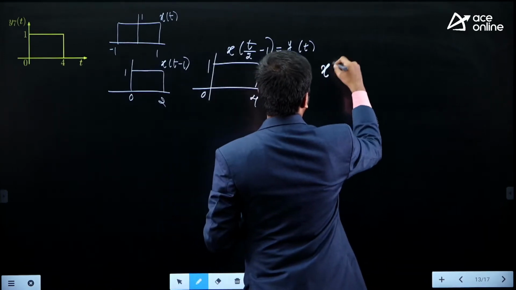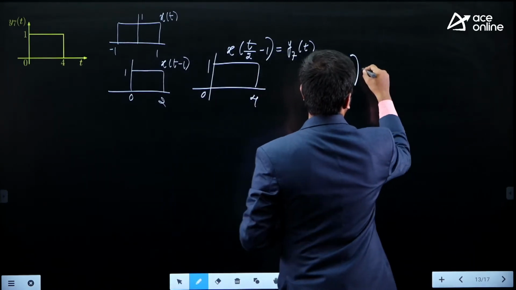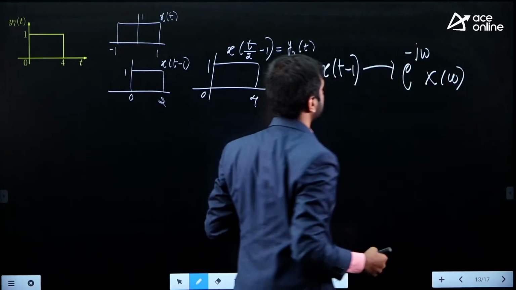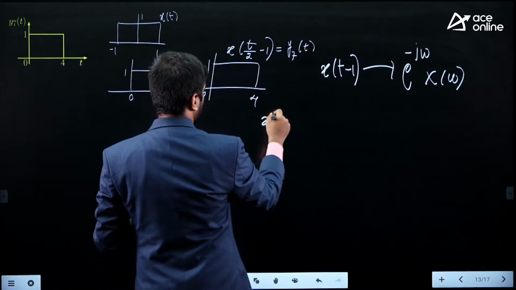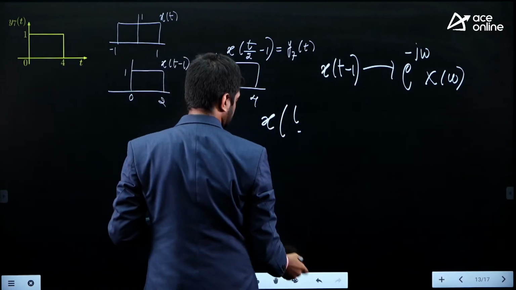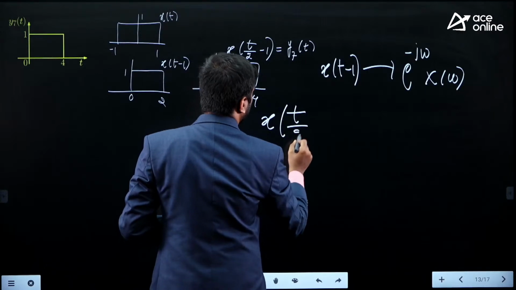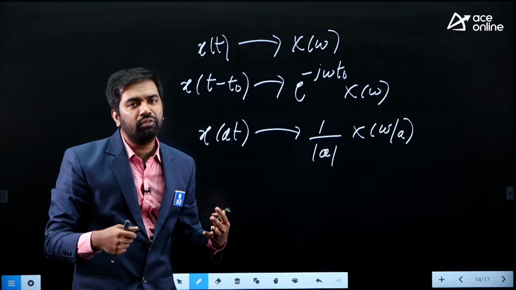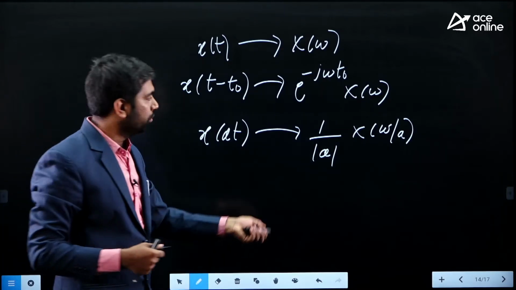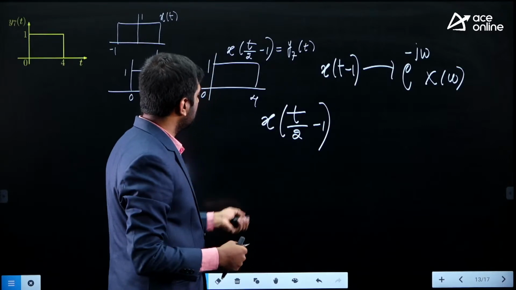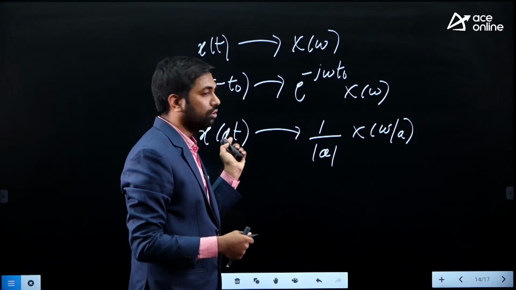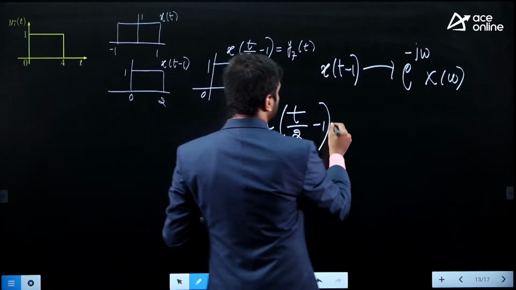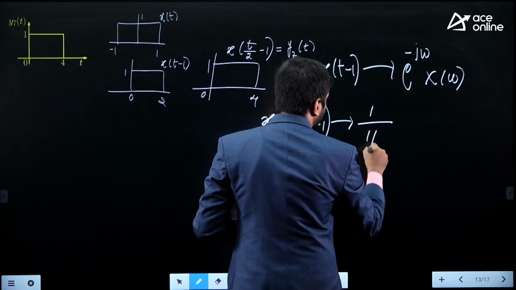See how we are going to find the Fourier transform of y7. Let's first find the Fourier transform of x of t minus 1. It's e power minus j omega x of omega. What next? The scaling, x of t by 2 minus 1. Like I said, the Fourier transform of x of at is 1 by modulus of a x of omega by a. So we'll use this. In the place of a, you have 1 by 2.